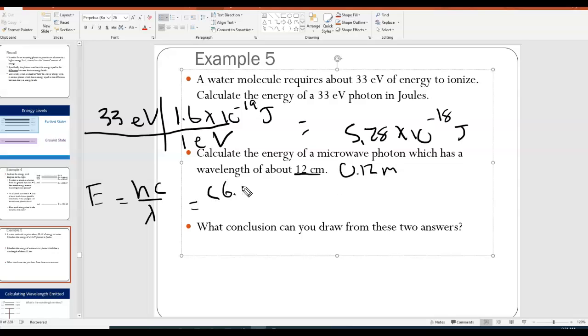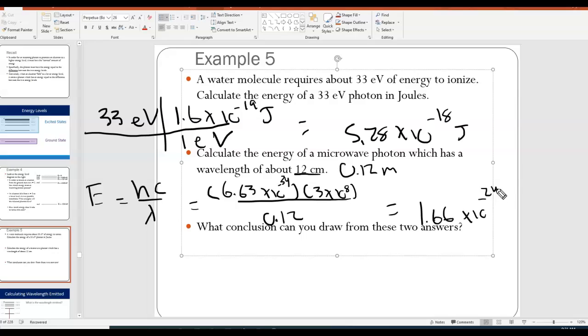Okay, so we have Planck's constant h. I'm just going to plug that in. We have c. Remember, that's the speed of light in a vacuum. That's about 3 times 10 to the 8 meters per second, divided by the wavelength, which is 0.12 meters. And I'm going to type that into my calculator really quickly. Always make sure you pay attention to units when you do these problems. And I get 1.66 times 10 to the negative 24 joules.